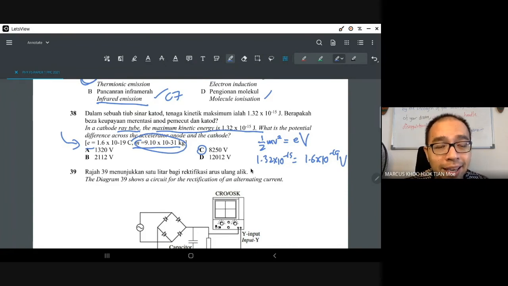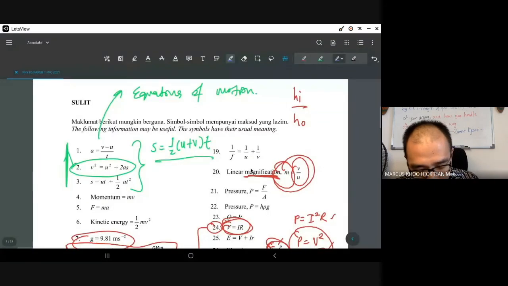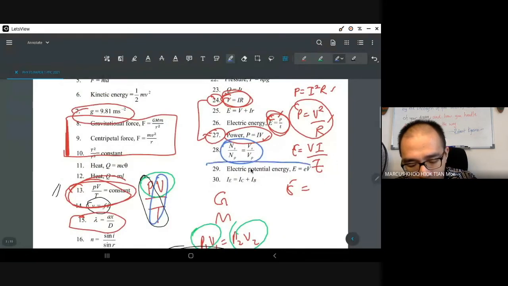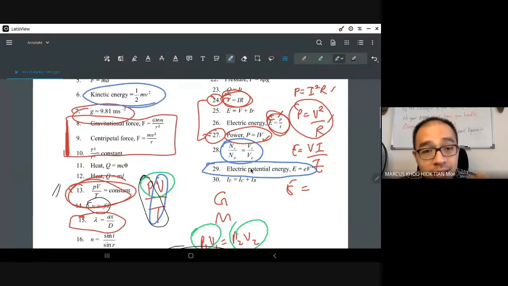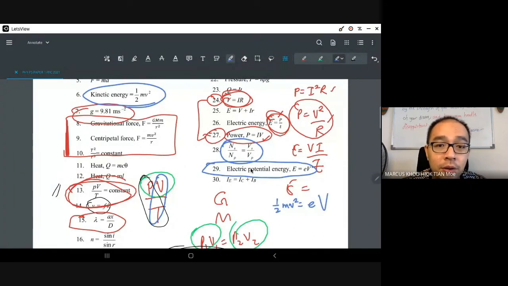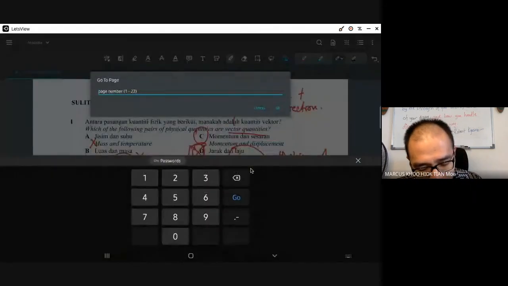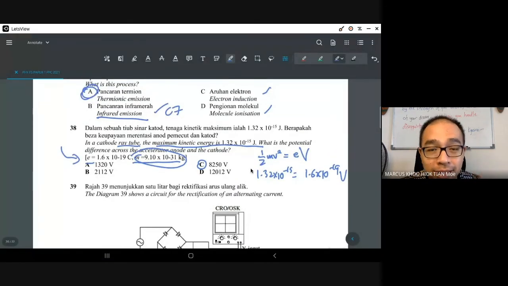Okay, if you don't know, then okay. Come back to the formula again. Is the formula given or not? Wow, it is given. Electric potential energy is also given. Kinetic energy equals the electric potential energy in a cathode ray tube. So half mv squared equals E times V. The formula is given, guys, but yang susah adalah orang yang tidak tahu macam mana mau pakai lah. That's what is difficult.